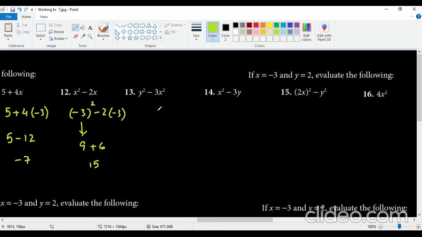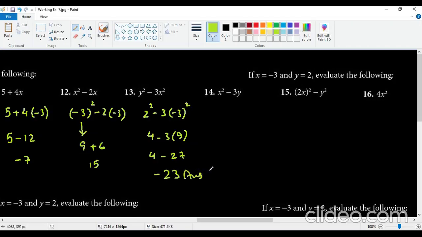For question number 13, y square means 2 square. Minus 3 times x, which is a negative 3. That means negative 3 square. So this is going to give you 4, and minus 3 times positive 9. So this is going to give you minus 3 times 9, which is 27. So 27 minus 4 is going to give you a negative 23 as an answer.